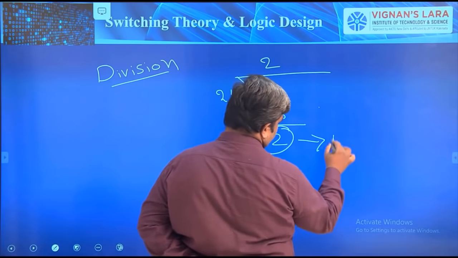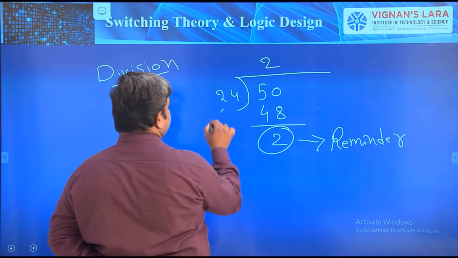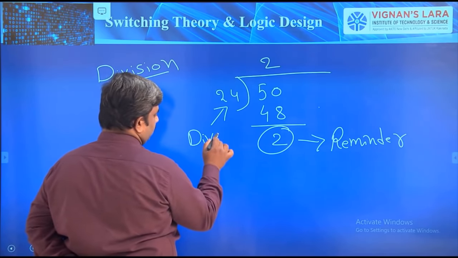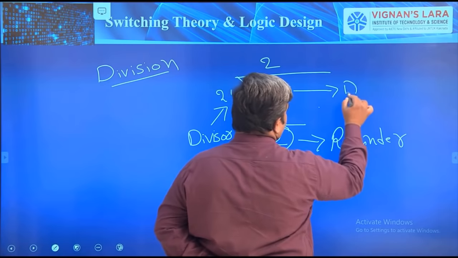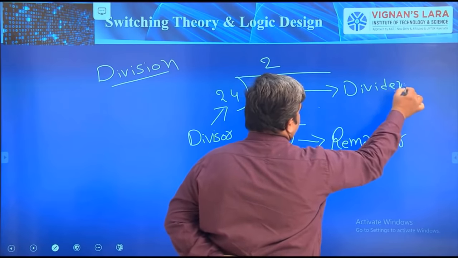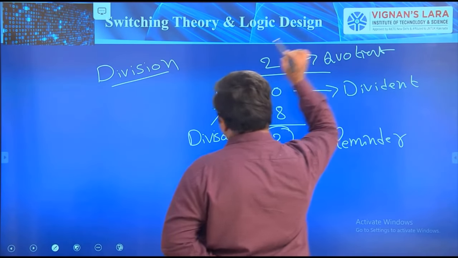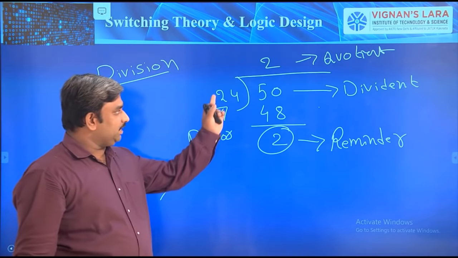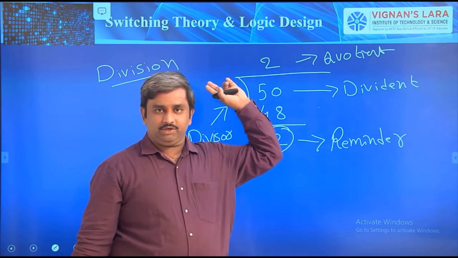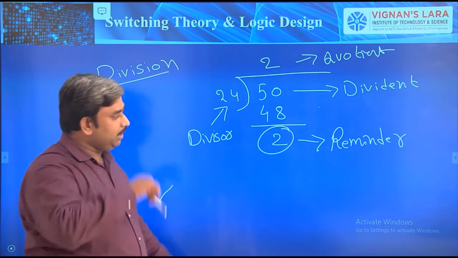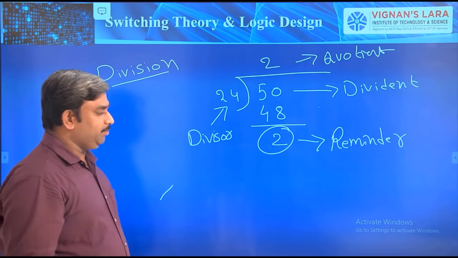So this is called the remainder, this is called the divisor, this is called the dividend, and this is called the quotient. Remember these values. Here we did the subtraction operation for 50 and 48. This is very important, remember.